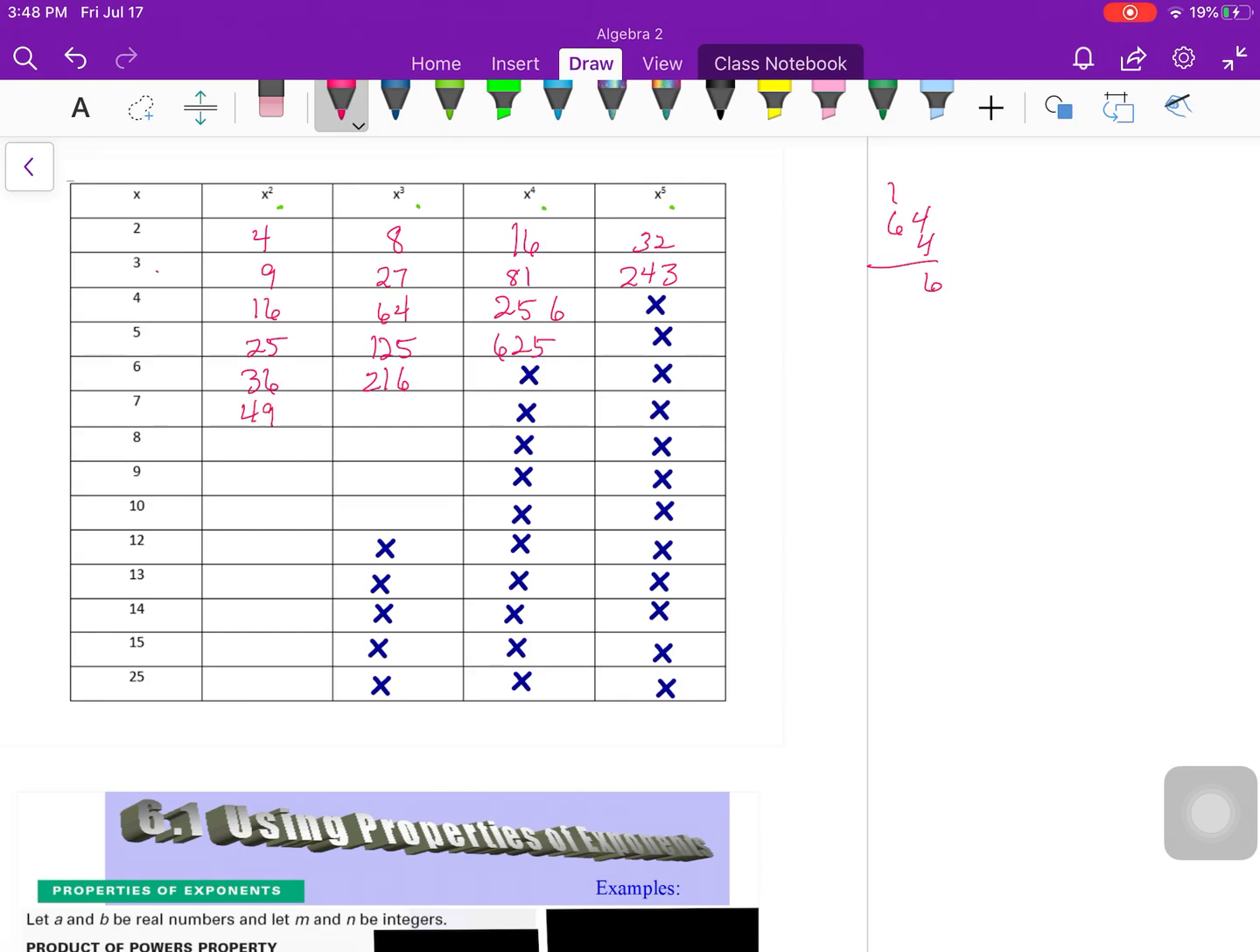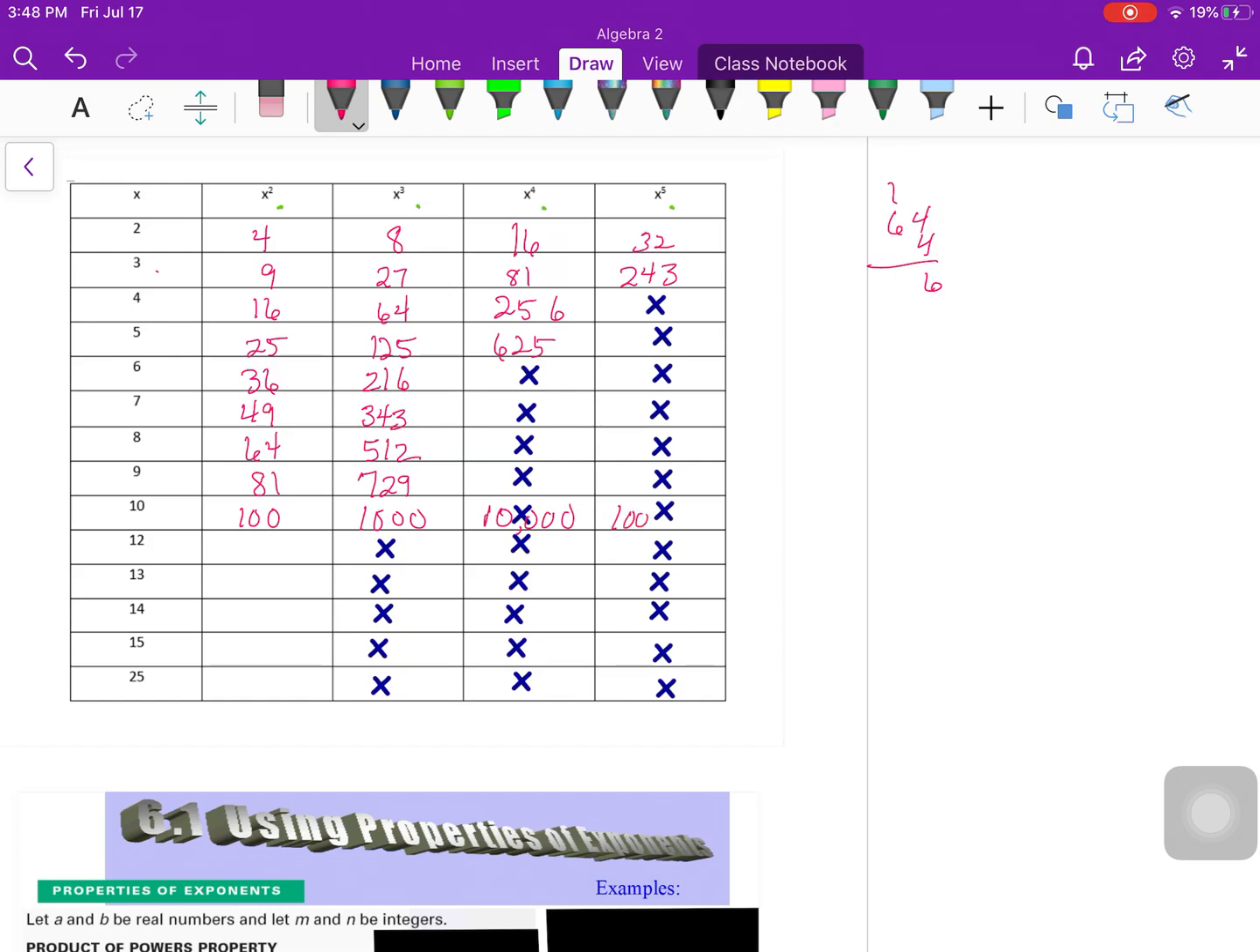6 squared, 36, 6 cubed, 216. 7 squared, 49, 7 cubed, 343. 8 squared is 64, 8 cubed, 512. 9 squared, 81, 9 cubed, 729. 10 squared, 100, 10 cubed, 1,000.